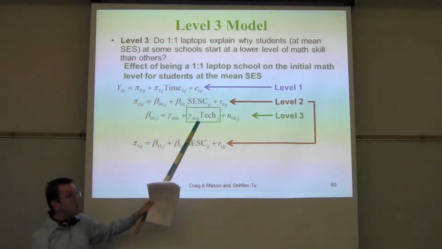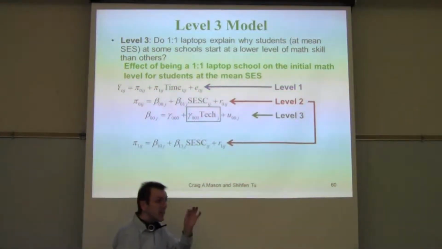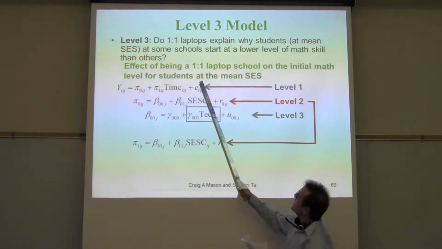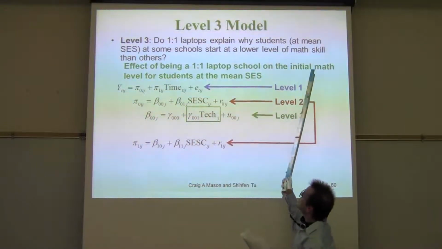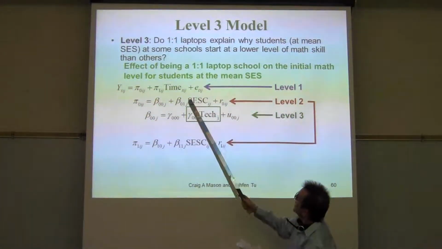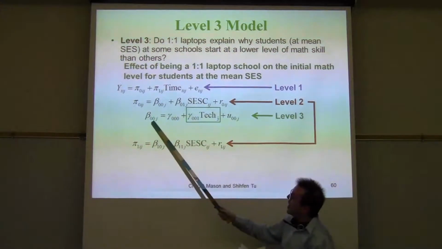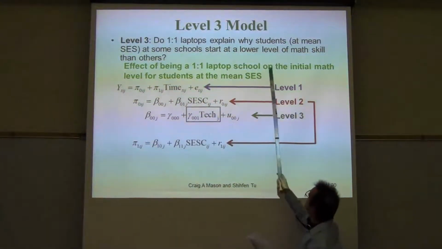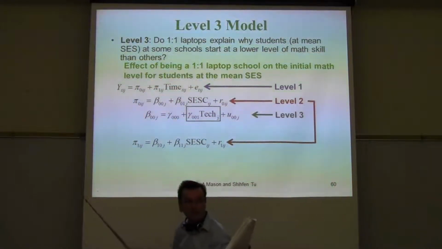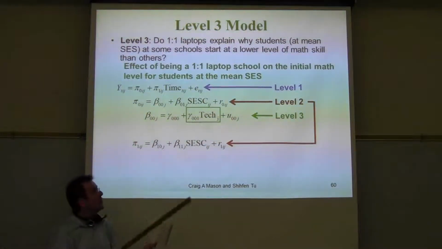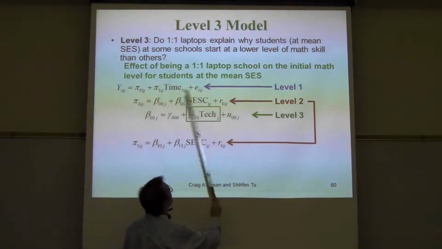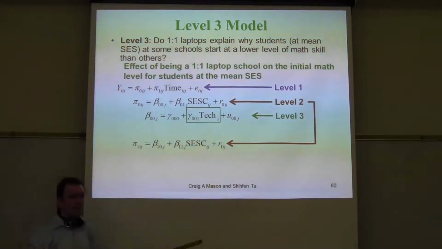So gamma 0, 0, 1, this gamma is the effect of laptops on, where you've got to keep track of the language. It's the effect of being in a laptop school on what? That initial, I should have still maybe kept that. Well, no, because now we're talking about the gamma 0, 0, 1. But it's the effect of being in a laptop school on beta 0, 0j, which was that initial math level for students at the mean SES. So you kind of put it all together. I know it's messy. It's the effect of being in a laptop school on the initial math level for students at the mean SES.